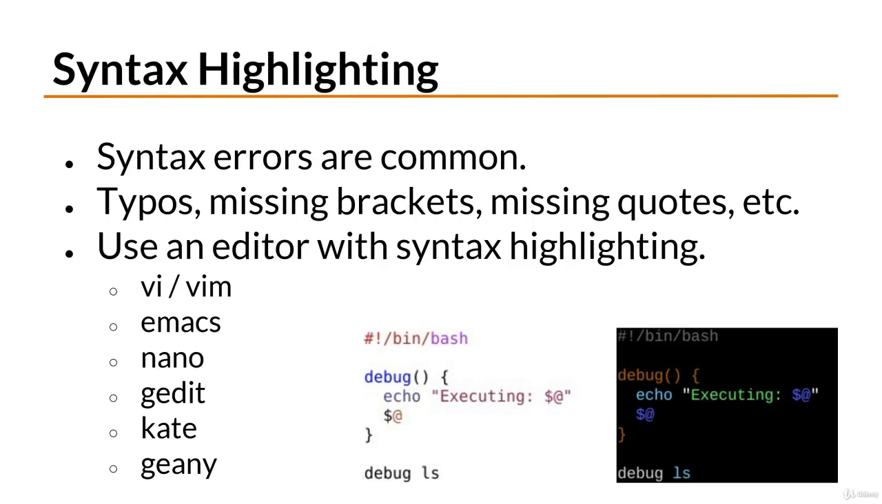Many times bugs or errors in a shell script are due to a simple syntax error. Maybe you mistyped something, or you forgot to include a closing bracket or closing quote, for example. These simple mistakes can be caught before you even try to execute your script if you're using an editor with syntax highlighting. Two of the most commonly used editors on a Linux system are Vim and Emacs. By default, they both have syntax highlighting.